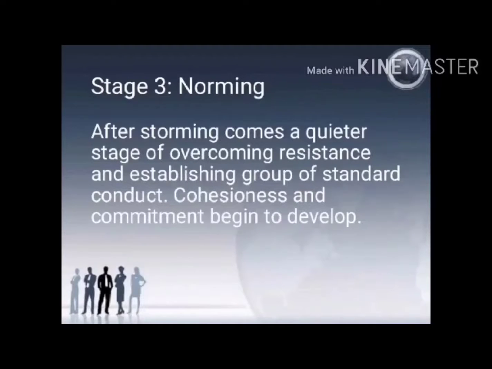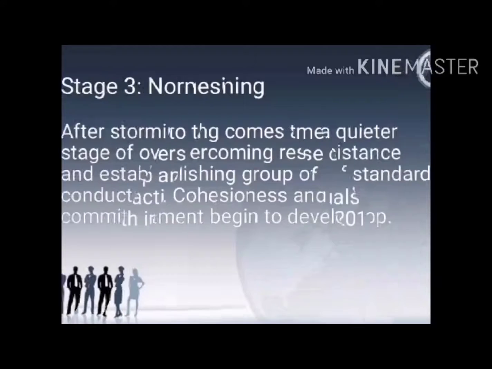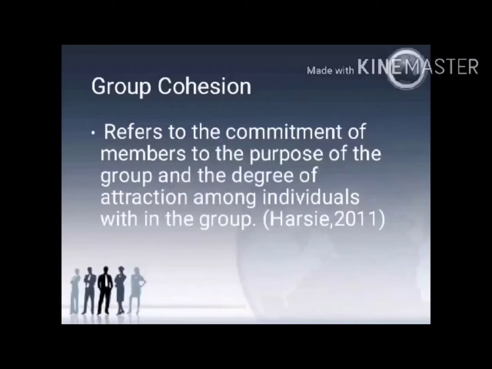The third stage is the norming stage. After storming comes a quieter stage of overcoming resistance and establishing group standards of conduct, or the norms. Cohesiveness and commitment begin to develop. Group cohesion refers to the commitment of members to the purpose of the group and the degree of attraction among individuals within the group. The norming stage is where the group starts to come together as a coordinated unit and harmony prevails. The group itself quickly establishes limits for members, often by effective use of glares.